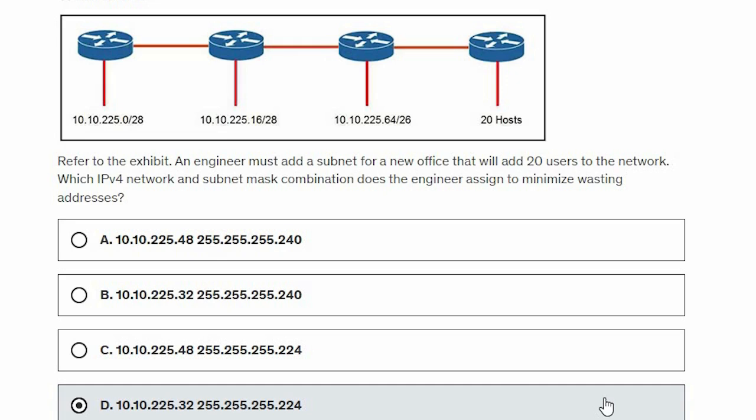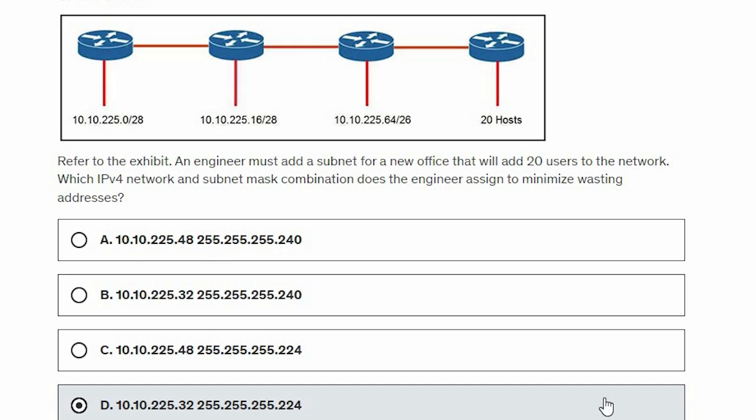Answer number 3, which is also wrong. The IP address version 4 network and the subnet mask combination 10.10.225.48, 255.255.255.224 would provide a subnet with 30 usable addresses, which would be more than enough for the 20 users required for the new office. This would result in wasting addresses.